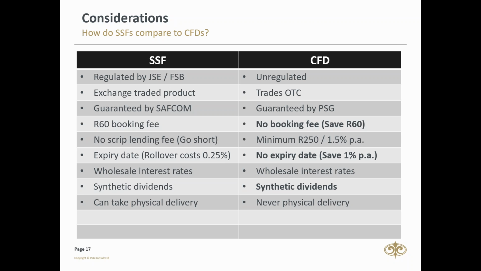One of the downfalls for single stock futures, unfortunately, is that you have futures expiries. These happen on the third Thursday of March, June, September, and December. And on a CFD, because it's a perpetual instrument, you do not have any rollovers, so there's a nice saving in some fees there for you. Both of them attract wholesale interest rates. Both of them have synthetic dividends.